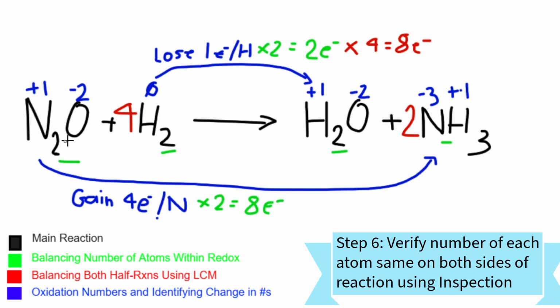Nitrogen, there's 2 nitrogens here, there's 2 nitrogens here. That seems correct. Oxygen, there's 1 oxygen here and 1 oxygen here. That seems correct. Now for hydrogen, there's a total of 8 hydrogens on the left side. On the right, there's 6 plus 2, equal to 8 hydrogens. So all the atoms are balanced. By inspection, we have managed to check that. So this is our final answer for the balancing by oxidation numbers method.